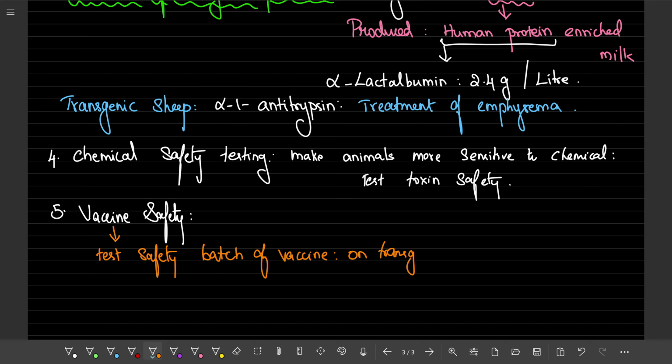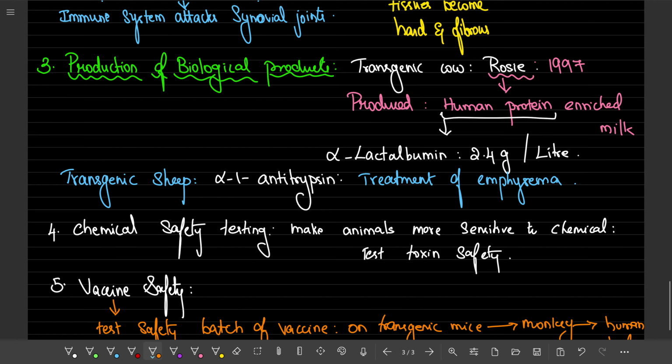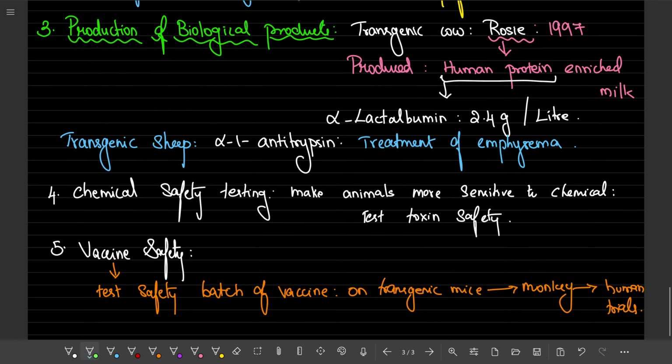Vaccine safety testing is the same thing. So it is to test the safety of that batch of vaccines, which is going to be first tested on transgenic mice. Again, same thing, made more sensitive. So transgenic mice, and then it is used on monkeys, and then it is going to be tested on humans. Okay, so these are all the things that I use.